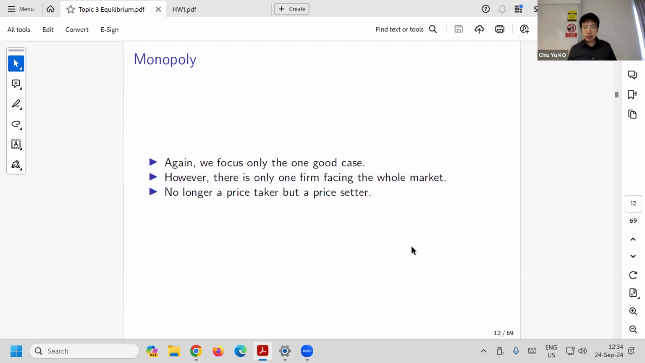Okay, now we go to the other extreme. One extreme is perfect competition, where no one has market power. We go to the other extreme, where only a single firm has all the market power. So the consumer is a market price taker, but the firm has all the power to set the price. This is often used in modeling because we don't want to complicate ourselves with strategic interaction.